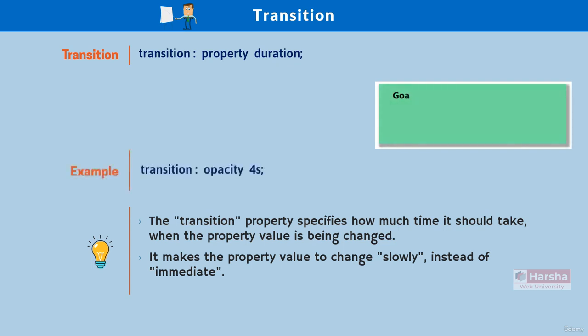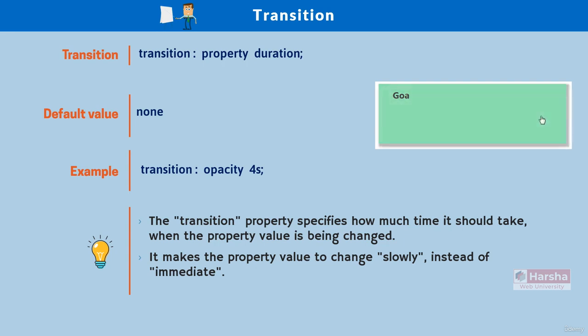For example, you can change the opacity property value from 0 to 1 gradually based on 4 seconds. And in general, you want this to be applied on hover, that is when the user places mouse pointer on the particular element. You can use any color-based or number-based properties in transition.